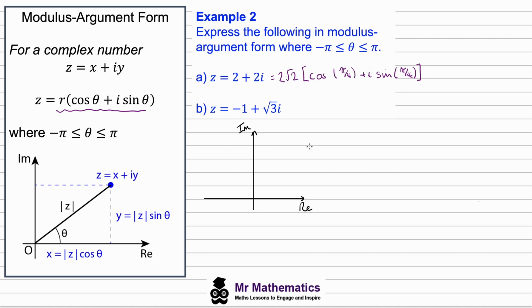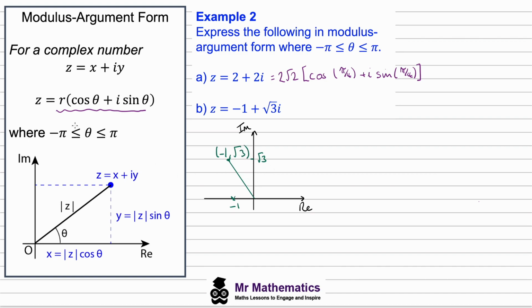Okay, so welcome back if you had a go. So the first thing we'll do is we'll plot this on our Argand diagram. We know it's got a real part of -1, so somewhere around here, and an imaginary part of root 3, so call that about here. So this will be our complex number on the Argand diagram, with coordinates -1 and root 3.